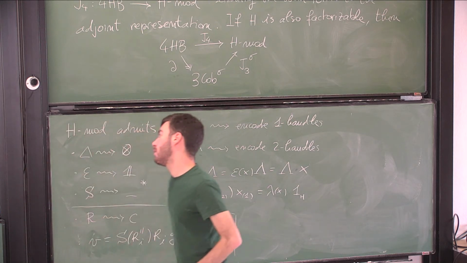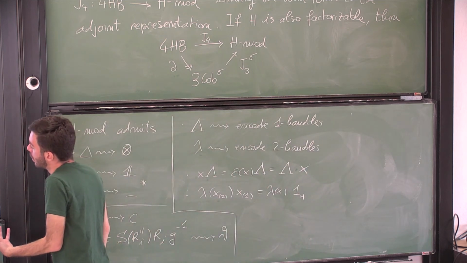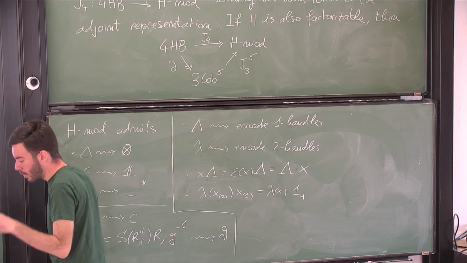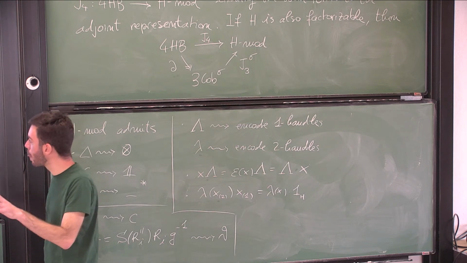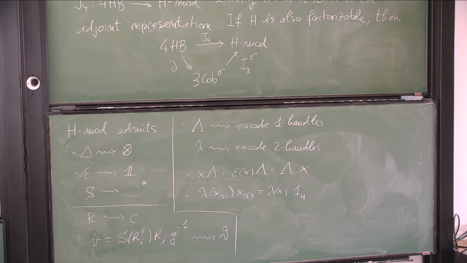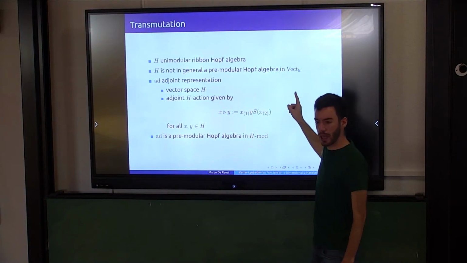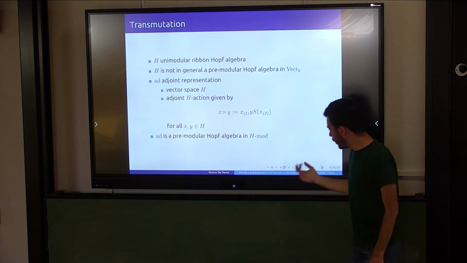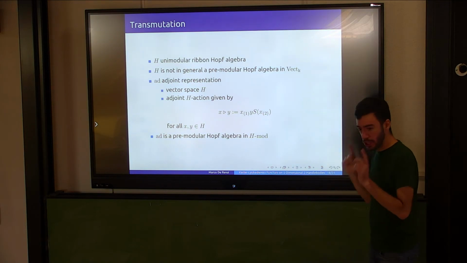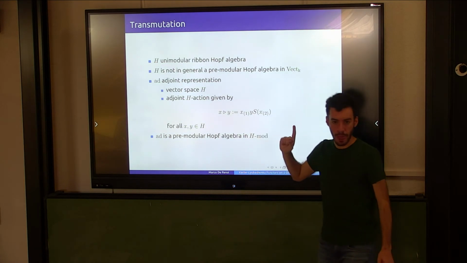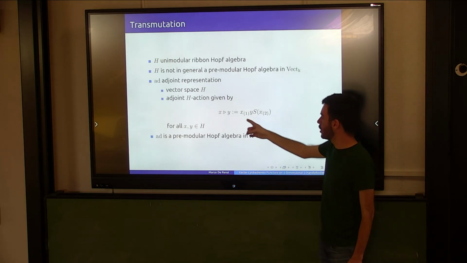Now this is what I was mentioning before, that there is this kind of transmutation operation that would transform a unimodular ribbon Hopf algebras like quantum SL2, the one we were starting from, the small one. So if we take a unimodular ribbon Hopf algebra, then H is not in general a pre-modular Hopf algebra in the category of vector spaces. So the axioms I was hiding fail for the classical definitions. What you can do is you can consider the adjoint representation. So as a vector space is H itself, and the adjoint H action is defined as follows.